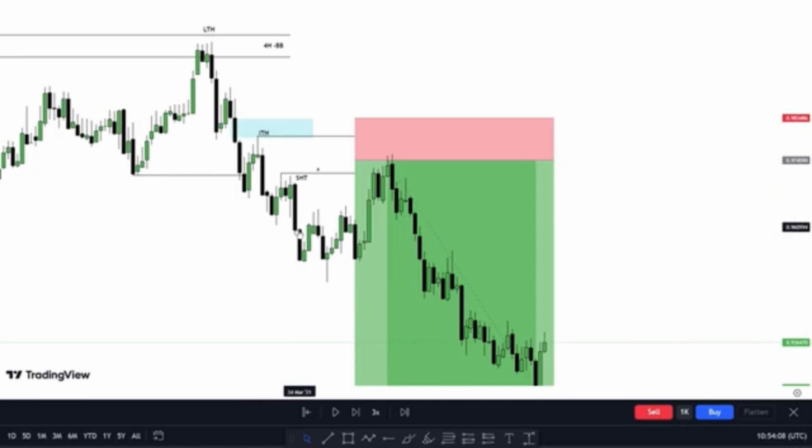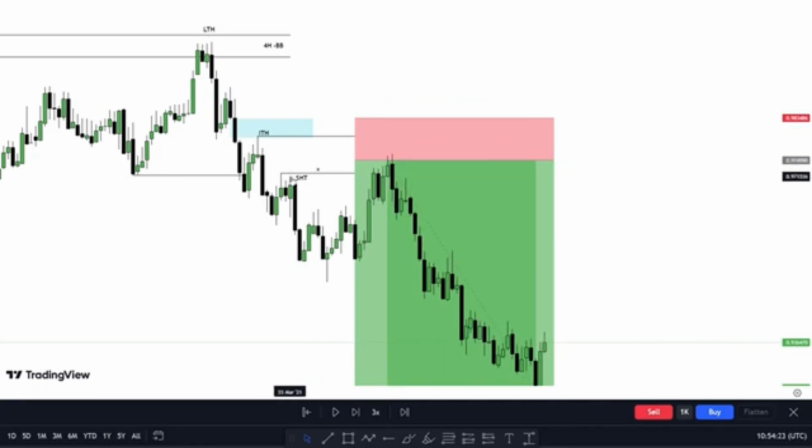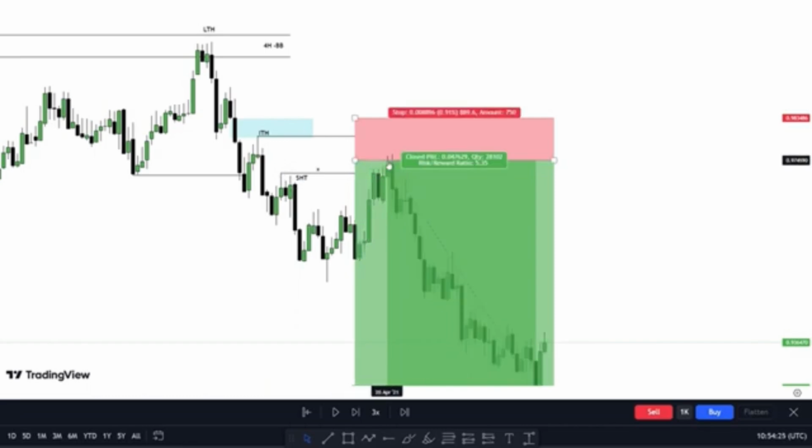After that, this was our intermediate term high. But the real market structure is that it waited for this high to break. That high was broken. Banks entered there, and the market fell from there.